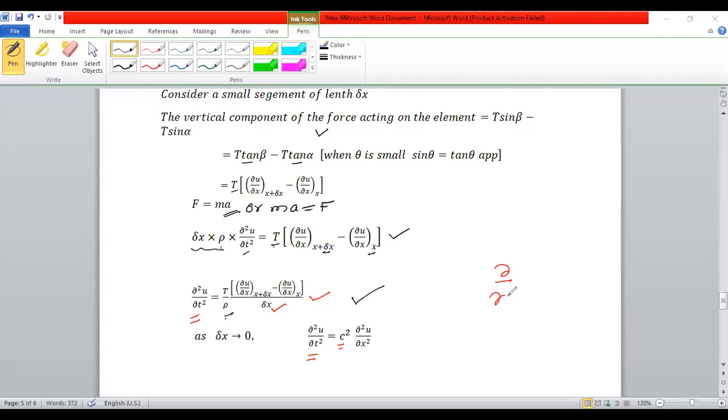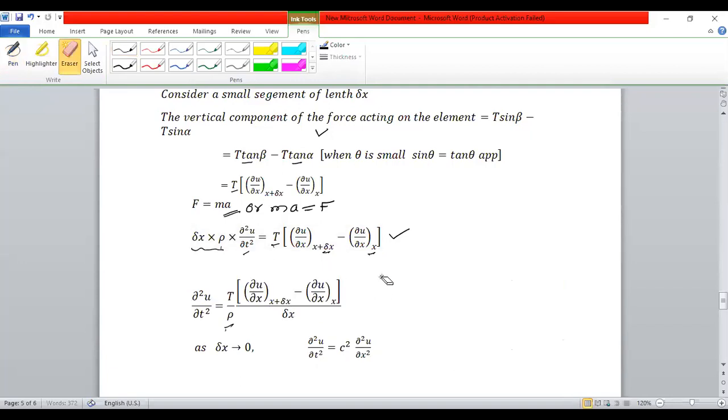That can be written as del by del x of del u by del x. Correct? That can be written as del square u divided by del x square. That's what I have written here. Del square u divided by del t square is equal to c square into del square u by del x square. That is the wave equation. You can make a note of this, or take a screenshot. If you want, I can share this in the afternoon.